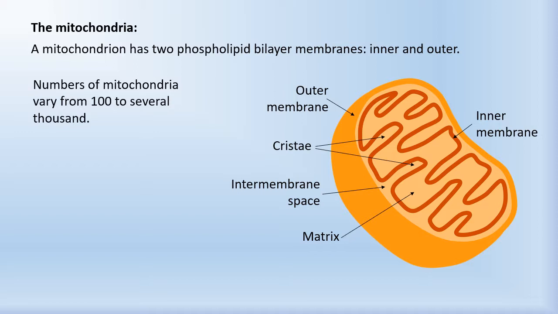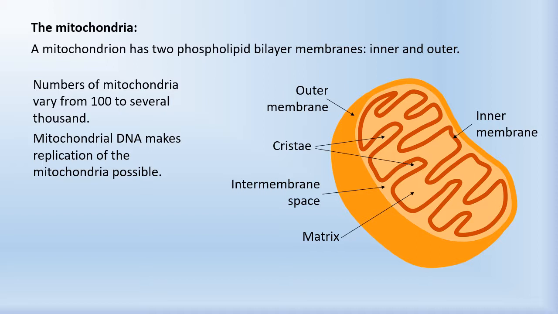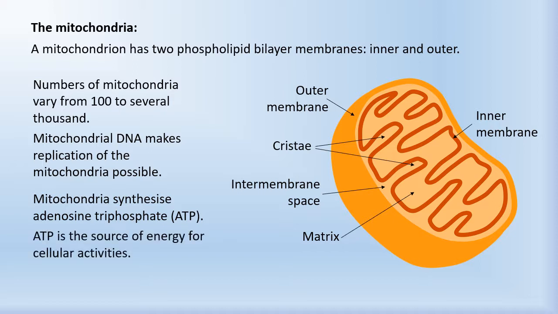Mitochondria can vary in number from 100 to several thousand within each cell. Because they have their own DNA, they can replicate. Remember Eve theory and mitochondrial DNA from our mothers? Having their own DNA means that the mitochondria can replicate when the cell's need for energy increases. This is because mitochondria synthesize ATP, adenosine triphosphate. Energy is stored in ATP and released for cellular activities. We talked about ATP in part 2.